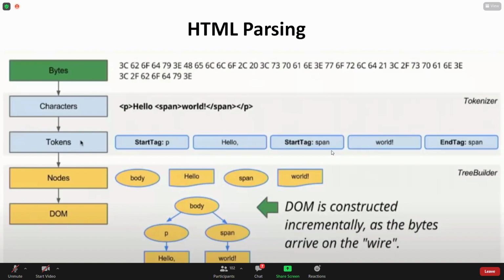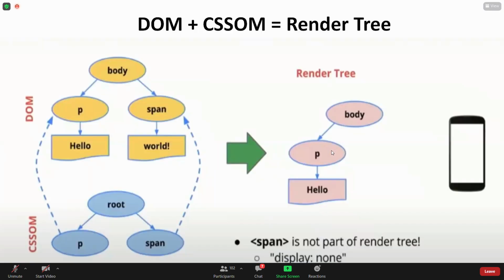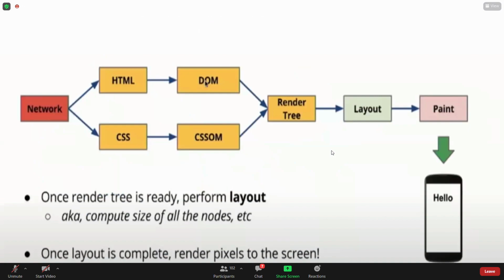First step, what happens? You write some characters, markup, that is converted into bytes. Bytes are converted into characters. Characters are converted into tokens. Tokens are converted into nodes. Nodes are converted into DOM. This is the process. And when you look at the layout, this is how the layout actually works. That means the HTML converts into DOM. After DOM, the rendering tree, then layout, then it is painted. That is how the process works.